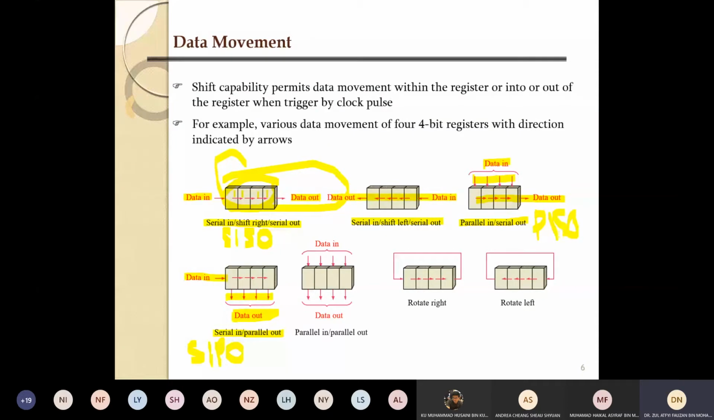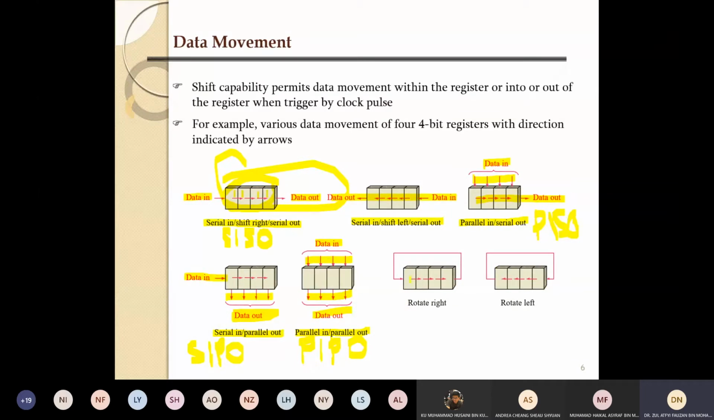And then another one is parallel data in and parallel data out. We call this shift register type PIPO, parallel in, parallel out. So this is another data movement, not a type of shift register, just how the data moves.